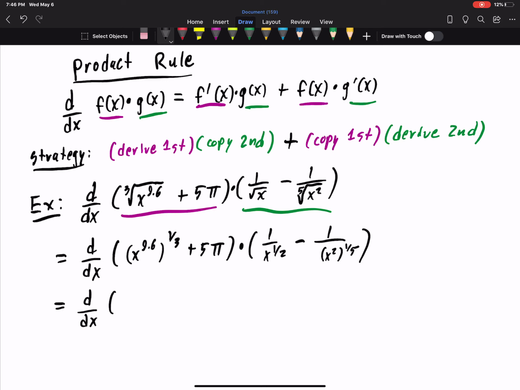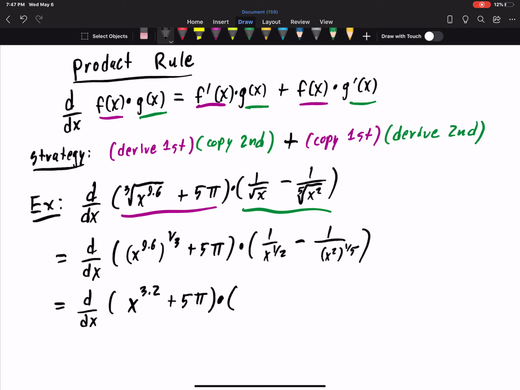So when you have a power of a power, like you do right here, how do you handle that? What you do is you multiply the exponents. So you have 9.6 divided by 3. So what does that equal? See if you can do that off the top of your head. That would be 3.2, x to the 3.2 power. This 5 pi is just going to come along for the ride for now. We haven't done any derivatives yet, no calculus.